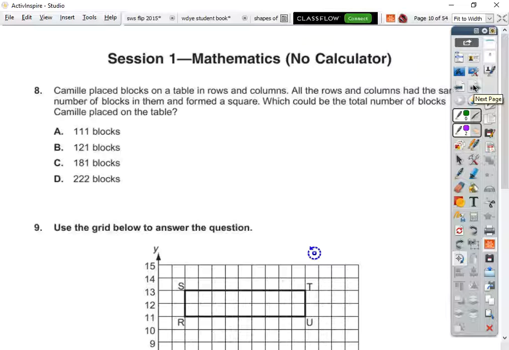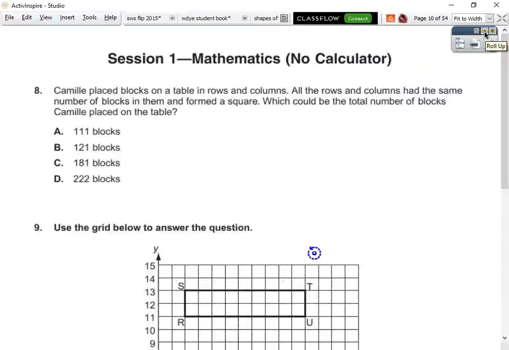Camille placed blocks on a table in rows and columns. All the rows and columns had the same number of blocks in them and formed a square. Which could be the total number of blocks Camille placed on the table? So all the rows and columns had the same number of blocks in them. It formed a square. So we're looking for a number that is a square number. And the only square number we have here is 121, which means you have an 11 by 11 square.